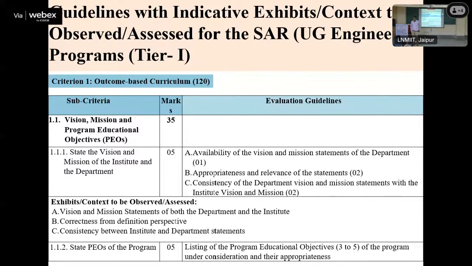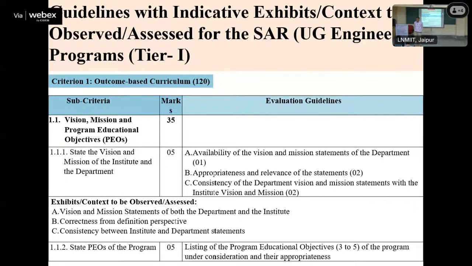So first of all, is redefining the vision recommended or not by NBA? Because vision is something that should not change until it is achieved. Yes, very good question, sir. But NBA says there will be two things: one is the process of defining vision and mission, as well as redefining the vision and mission. Okay, good. It is not only done once it is prepared, because it is a continuous improvement process.